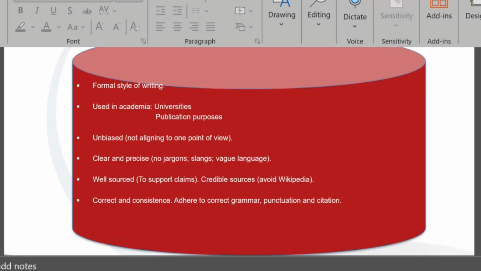And also you need to adhere to the correct grammar, punctuation, and also citation. Remember, by citation, we have what you call in-text citation. By in-text citation, it means inside the text, or inside the document, you cite the sources you have used. Then you also have at the end, which my other colleagues refer to as a bibliography, and sometimes you refer to it as a reference list. So you need also to have those aspects in your academic writing. Whether it's a PowerPoint presentation, you must make sure that you adhere to some of those aspects, okay?